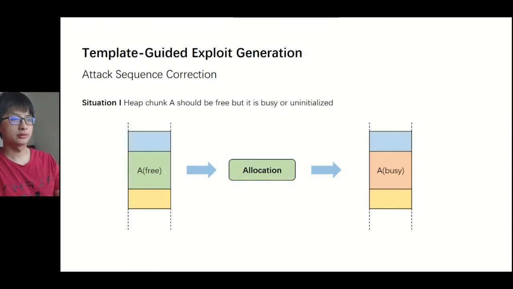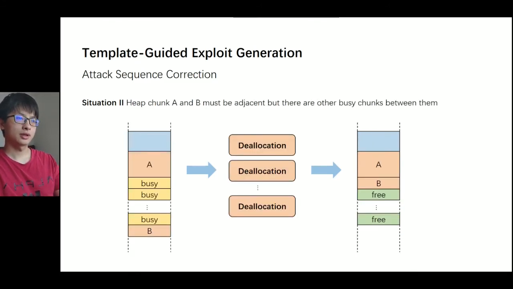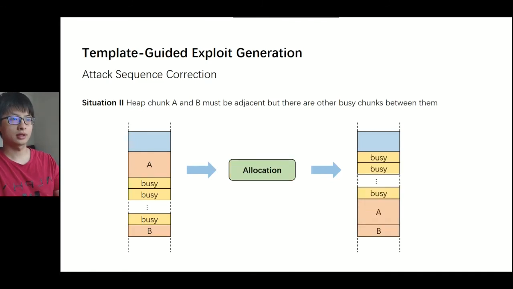In general, the reasons for the conflict can be summarized as the following situations. The first situation is heap chunk A should be free, but it is busy or uninitialized. In this case, we insert a free call into the attack sequence to release chunk A. The second situation is heap chunks A and B must be adjacent, but there are other busy chunks between them. We solve it by inserting deallocations into the attack sequence to release these chunks. If these chunks are not removable, we will allocate a heap chunk with the same size as chunk A before the allocation of it to get a new heap layout, which might lead to a satisfying heap layout.